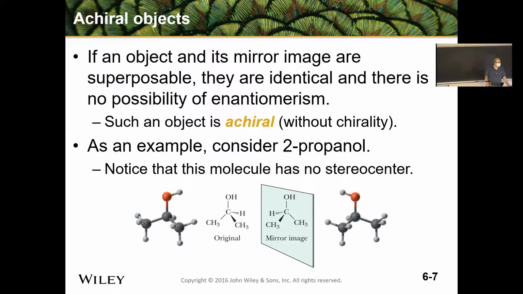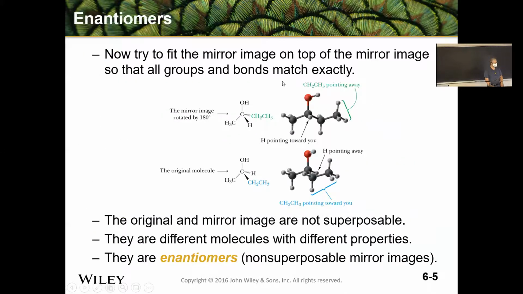Okay, if an object and its mirror image are superimposable, they are identical, and there is no possibility of enantiomerism. All right, such an object is what we call achiral, which means not chiral. Okay, consider 2-propanol. Okay, notice the difference here between 2-butanol, which is right here. 2-butanol has 4 different groups. It's got the OH, methyl, ethyl, and hydrogen. So it's 4 different groups.